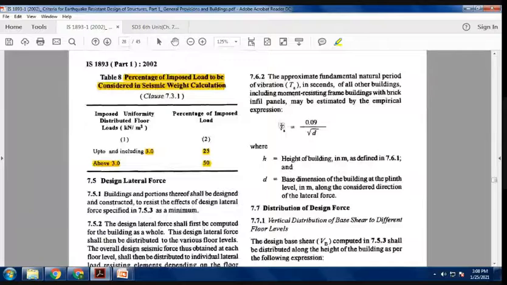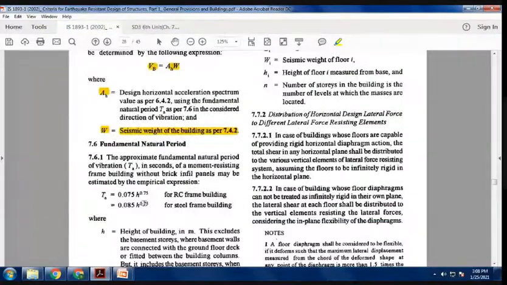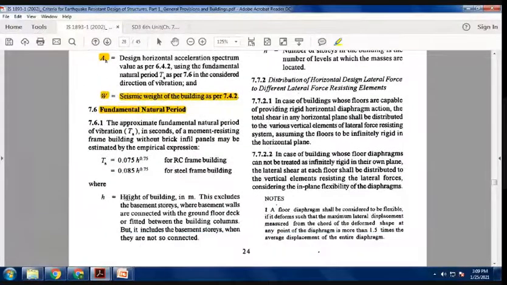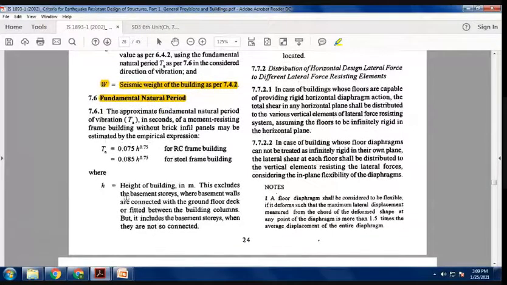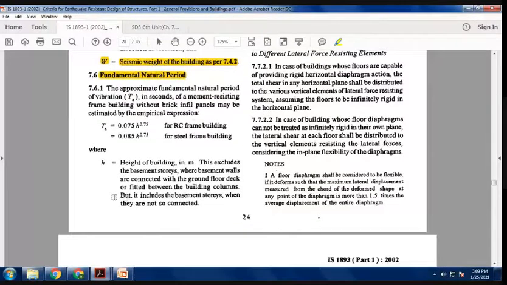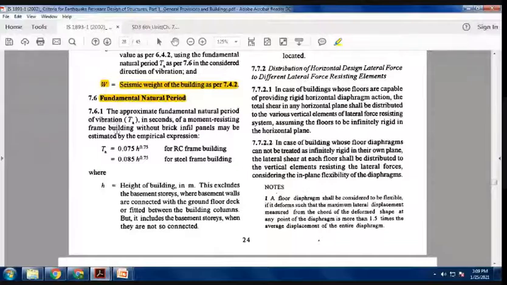And I have told you how to calculate the value of T. Here we can see the fundamental natural period, the time period. What do you mean by time period? The time taken for the completion of one cycle. Time taken for one complete cycle is nothing but the time period. Here you can see the approximate fundamental time period of vibration Ta in seconds for a moment resisting frame building without brick. Just remember this one.